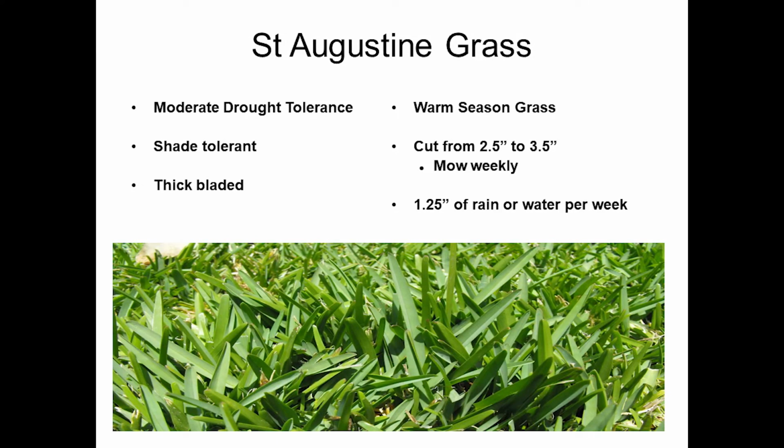Mow height on the St. Augustine is about 2.5 to 3.5 inches usually. And we're usually mowing about once a week on that. So it's going to need about 1.25 inches of rain a week to keep it going. It is a little bit more water thirsty than the rest of the grasses that I'm talking about.